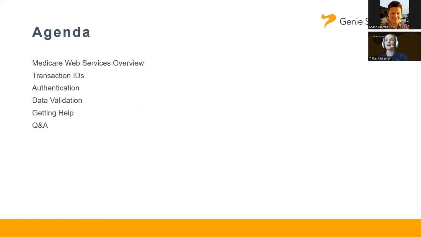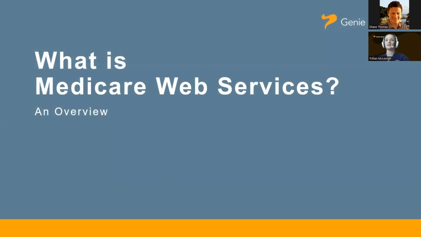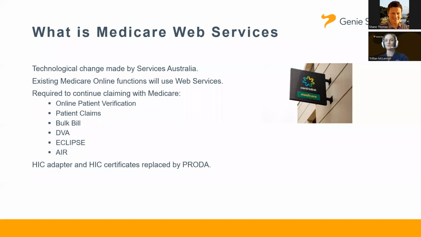Today, we're going to look at how to resolve some of the issues practices may encounter when submitting bulk bill, DVA and Eclipse claims via Medicare Web Services. I'll give a brief overview of what Medicare Web Services is, and then we'll get into transaction IDs, authentication requirements and common validation errors. There will be a Q&A session at the end, so if you've got any questions relating to Medicare Web Services, we'll talk about that then. There is a Q&A panel at the bottom of the screen, which you can enter those details into.